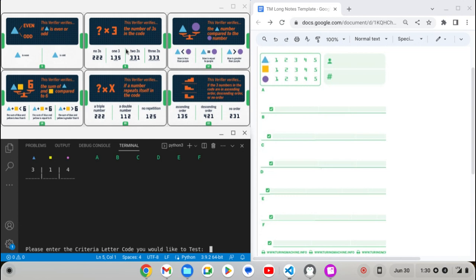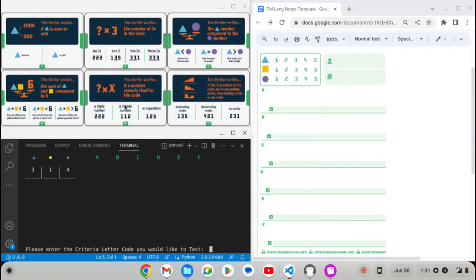Criteria card B will look at our 3-digit solution and will let us know how many of those digits are 3. Are there no 3s? Is there a single 3? Perhaps 2 are 3? Or maybe even all 3 are 3. Criteria card C will compare the first and last digit, the triangle and circle, and comparing them, the Turing machine will let us know whether the triangle value should be less than circle, should it be equal to circle, or should triangle be greater than circle.